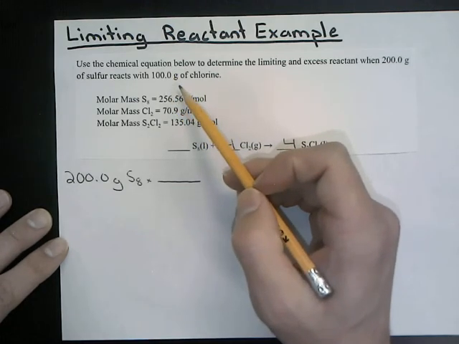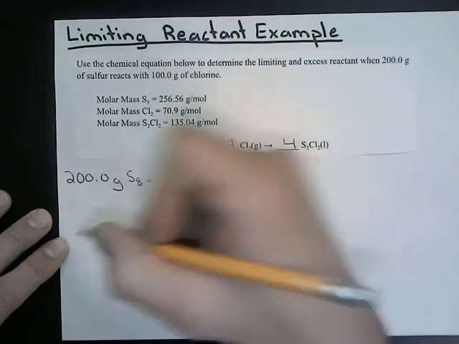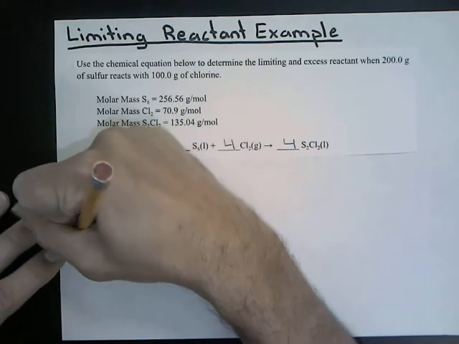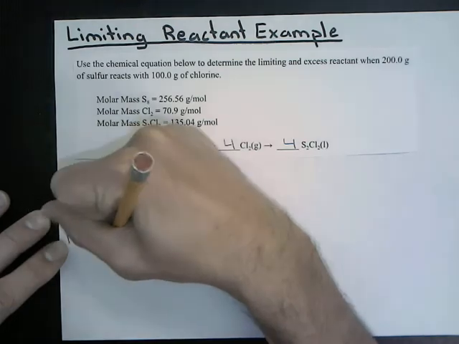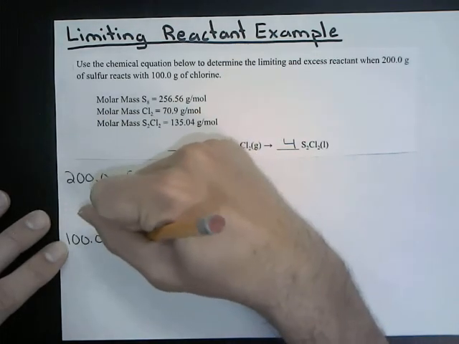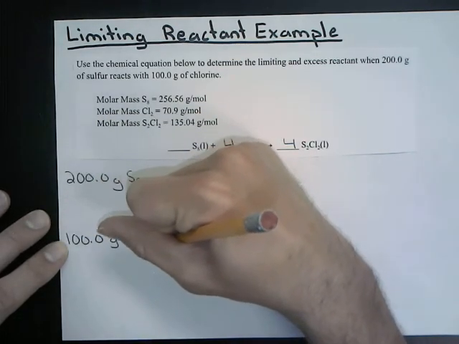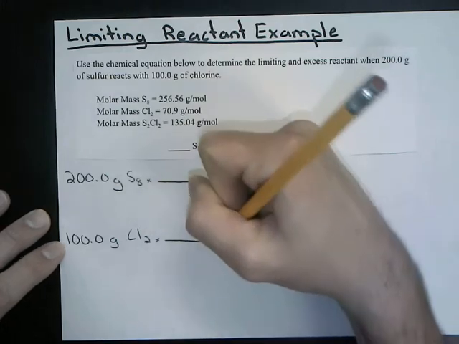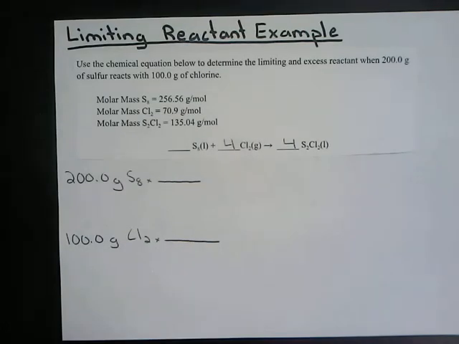So we also have 100 grams of chlorine. And so we're going to write down 100.0 grams of chlorine. And I'll start out the conversion factor. We're going to come back to it. But we are going to have to convert these to a certain product. So I'm going to do this one at a time. I'm going to convert S8 to our desired product, and then I'm going to convert chlorine to that same product.